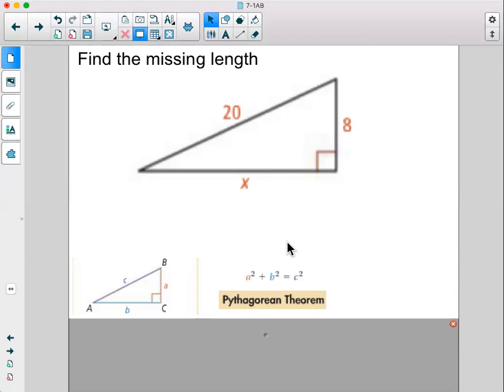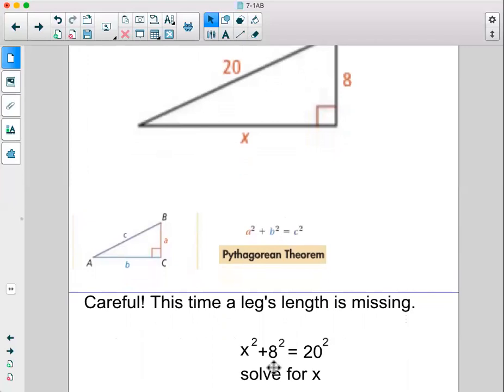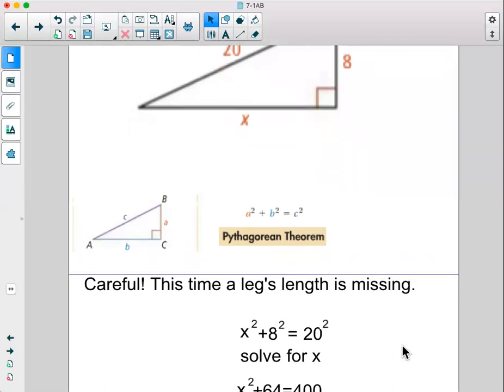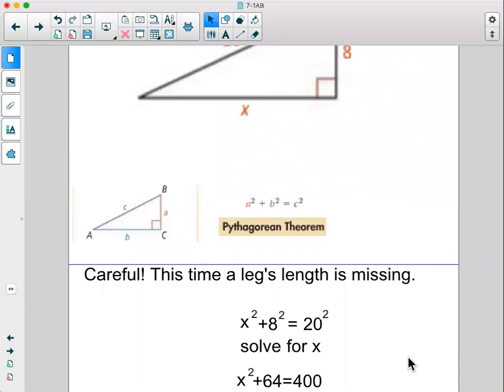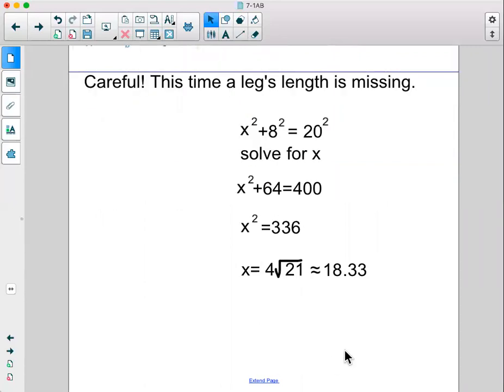We know one of the legs and we know the hypotenuse, but here's our missing value. This x is going to go in for one of the legs this time. And so when we set up our equation, it's x squared plus 8 squared equals 20 squared. Remember, the hypotenuse always stands alone. Now we solve for x. We square and we subtract, and then we take the square root of both sides. In general, when you take the square root, it's plus or minus, but we're looking for length, so we take the positive.